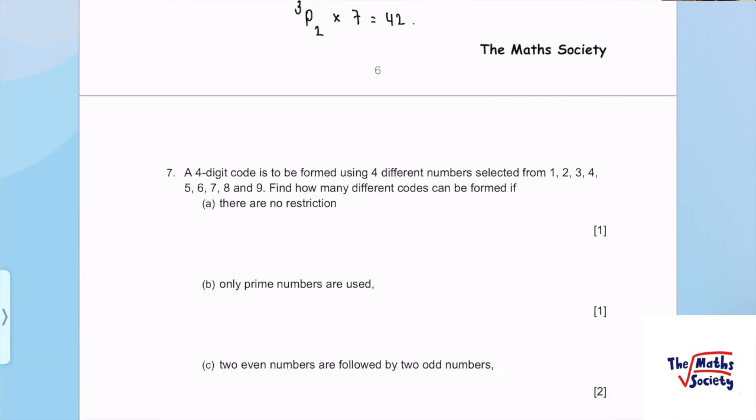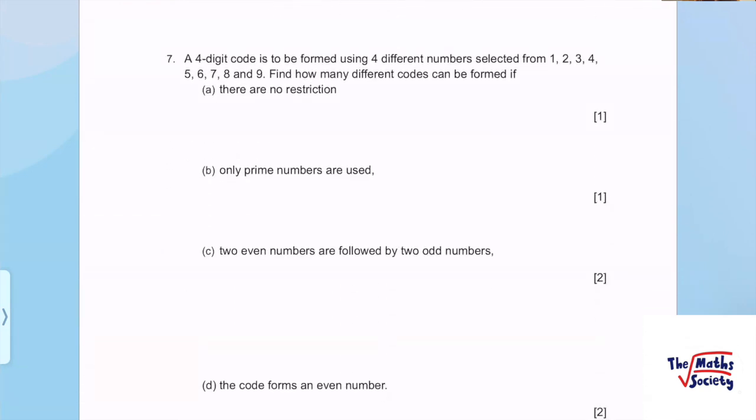Okay, so now moving on to question 7, which says that a 4-digit code is to be formed using 4 different numbers from 1, 2, 3, 4, 5, 6, 7, 8, and 9. So you have 9 numbers. And how many different codes can we form if there are no restrictions? So 4 different numbers, 9P4. From a total of 9, you can just choose any 4, which is going to be 9P4. You have an answer of 3024.